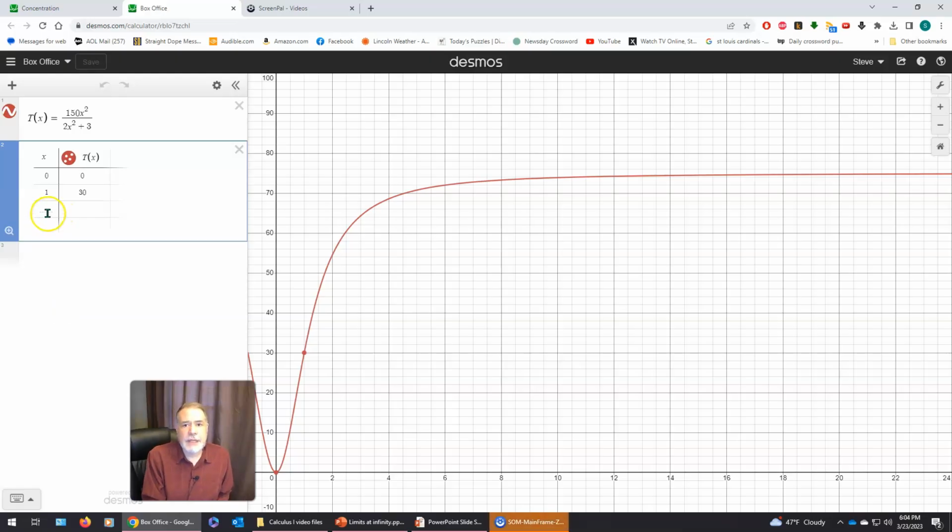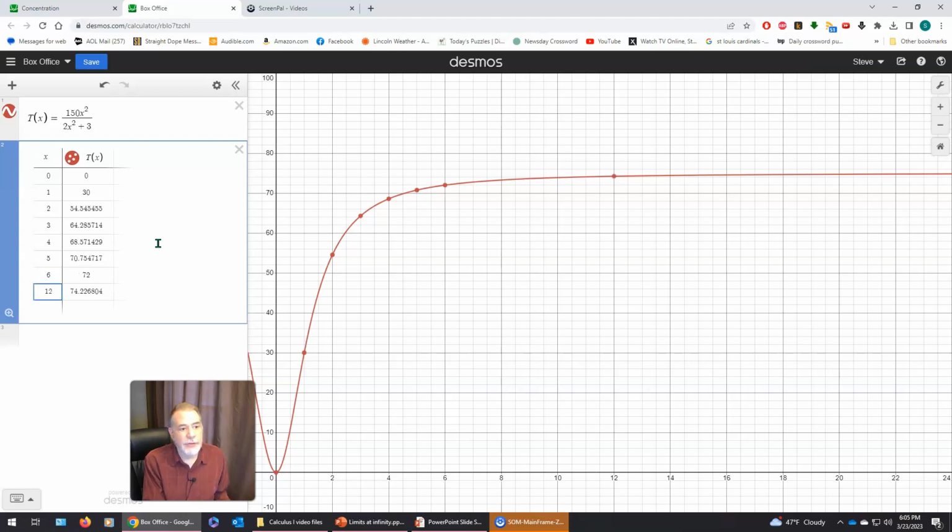So again, we could investigate what's going on by plugging in some numbers. After 1 month, it's made $30 million. You can plug in 2 and see that after 2 months, it's made a little more than $54 million. After 3 months, it's up to 64 point some million dollars. After 4 months, 5 months, 6 months. What about after 12 months, 1 whole year?